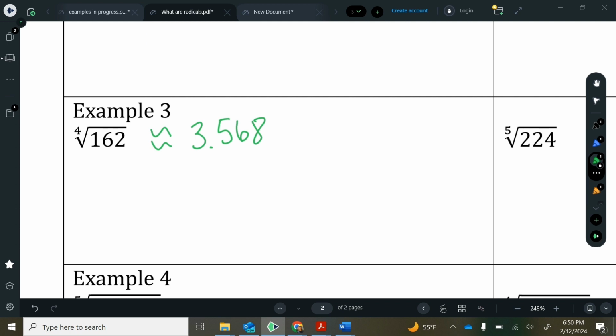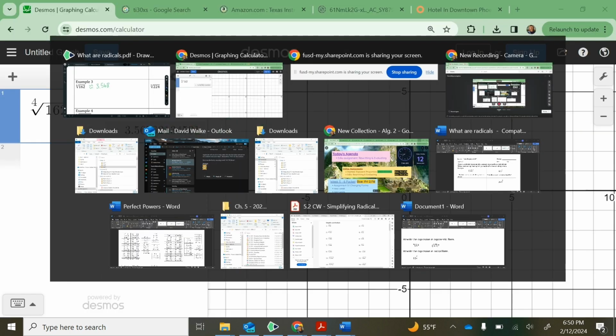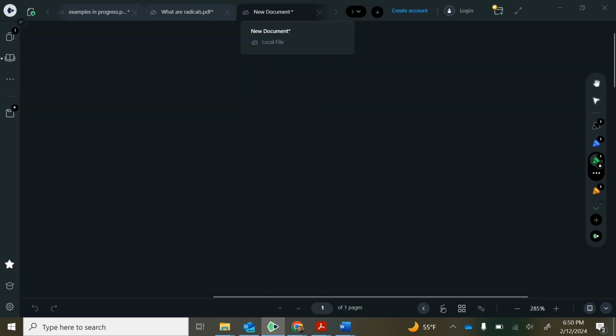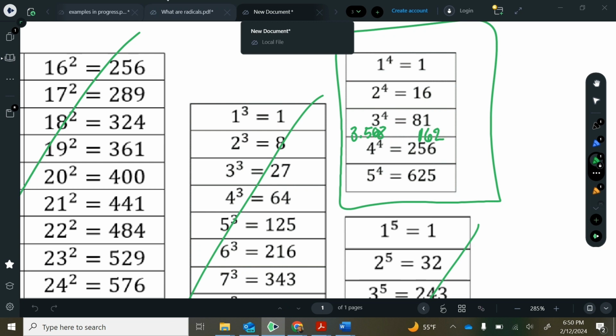Now what we also want to do is simplify this to get an exact simplified root. So the way that's going to work is this. Let's come back over here. Looking at this table of fourth powers, our number is 162. So we're going to see if any number on this list is a factor of 162. 162 is not on the list, but are there any factors of 162 that are on the list? Of course, it can't be a number bigger than 162 because a bigger number would not be a factor. It has to be a number less than 162.